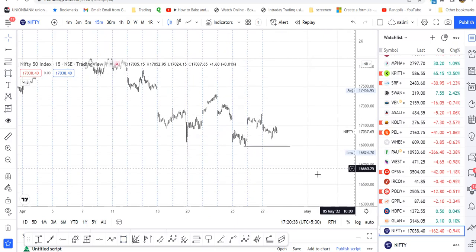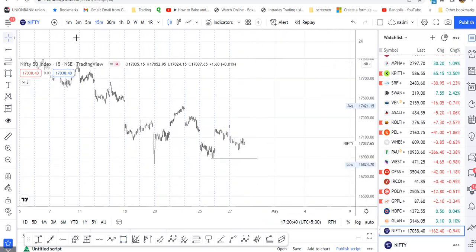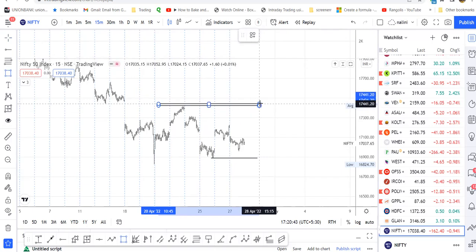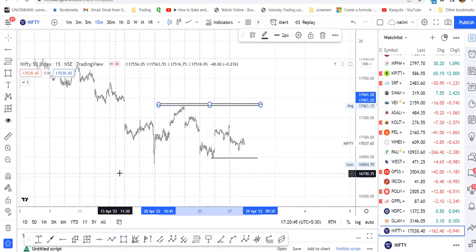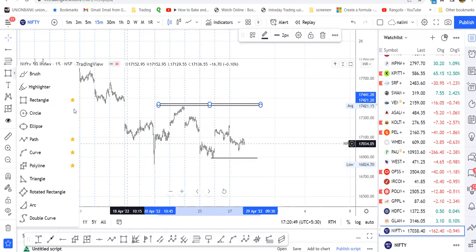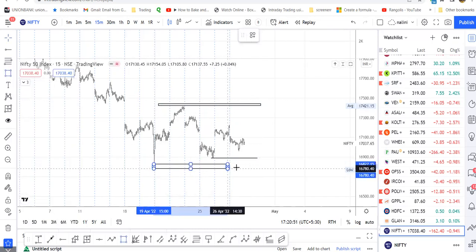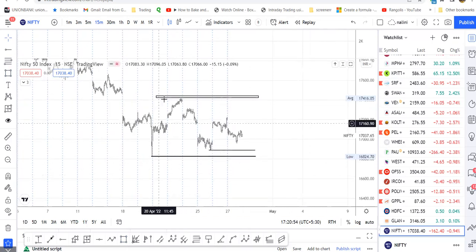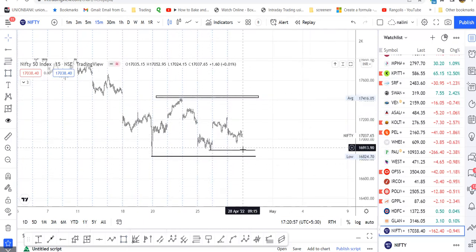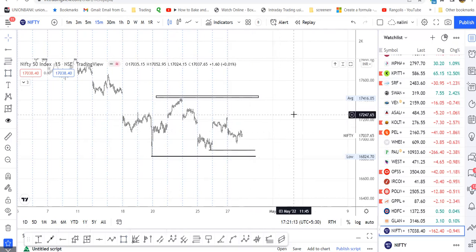But the previous week range is this one. The previous week boundary is higher high and lower low. This is the major boundary. Either it can break down and come down to this level, or it can break up and go past this level to test 17,304. It can go either way. So it is an easy way of trading.